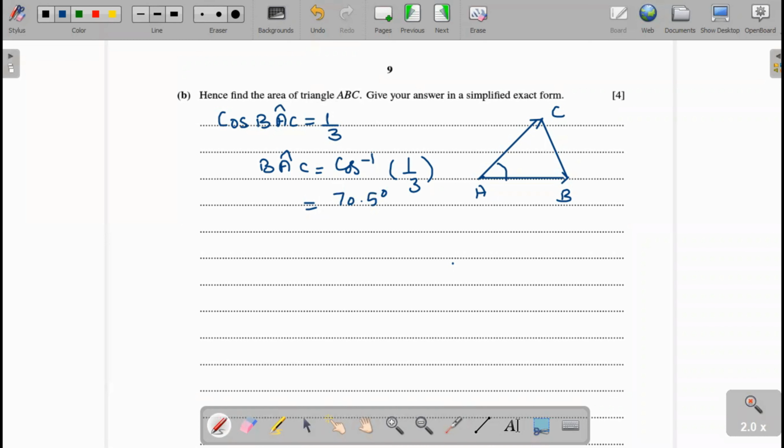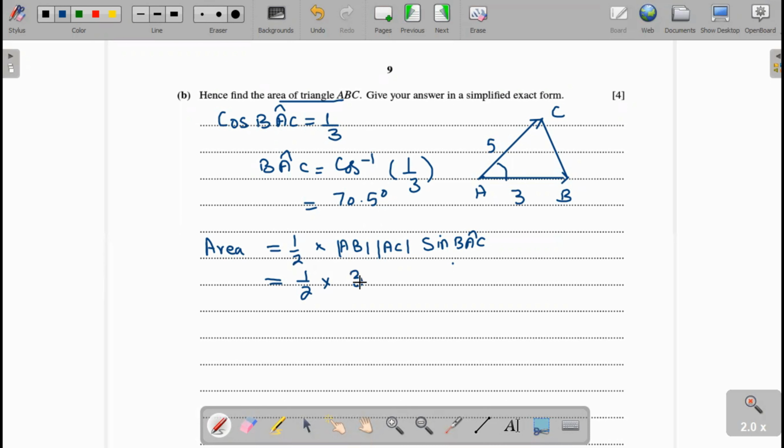Now to find the area of the triangle, we use the formula: area of triangle will be equal to 1 over 2 product of the adjacent sides AB multiplied by AC and the sine of the angle between them, sine BAC. Now here is the 1 over 2 and the length AB. Length AB is 3 and AC is 5. We already calculated this value in the previous part.